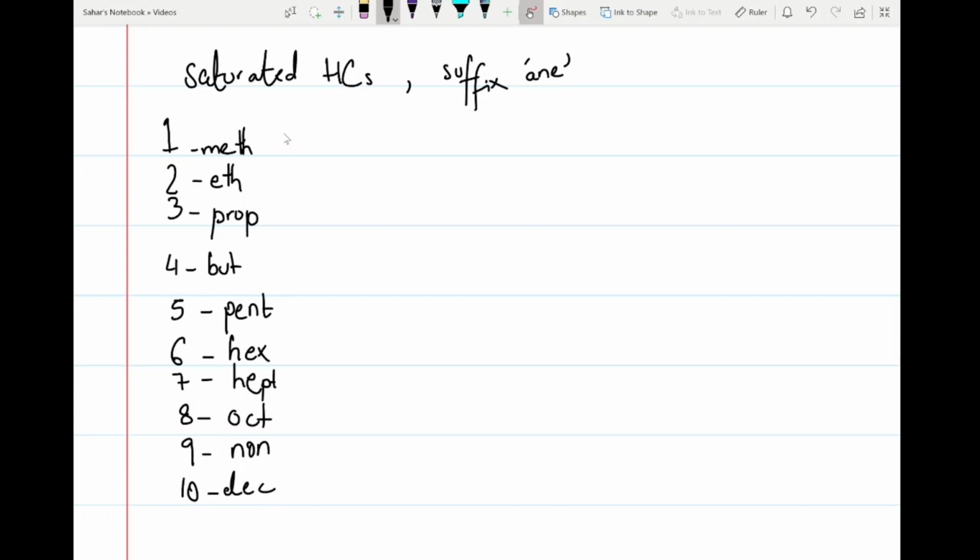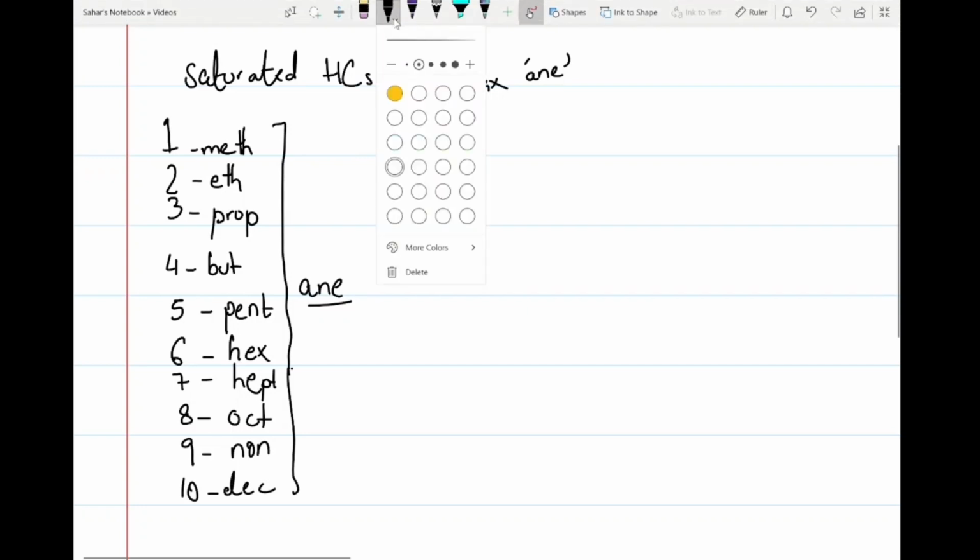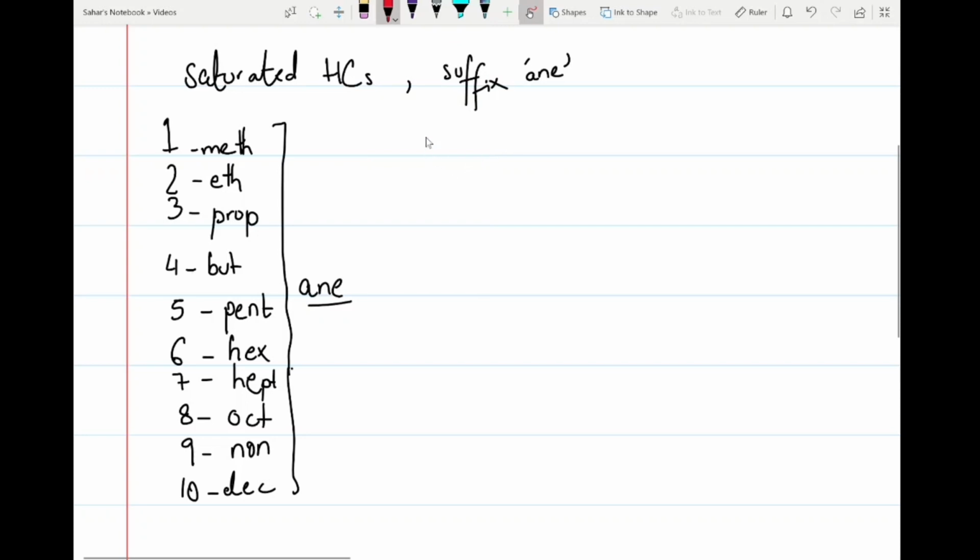So now we have this list of prefixes over here, and they're then paired with the suffix -ane to give us the name of our alkane. So the simplest alkane that we can have would then be, let me just draw it here, with 1 carbon. Now, as I said before, alkanes are hydrocarbons, so that means the carbon is bonded to hydrogen. And as we know, a carbon can only make 4 bonds.